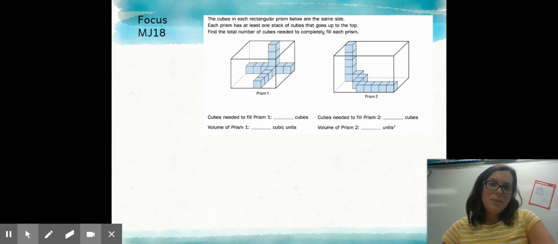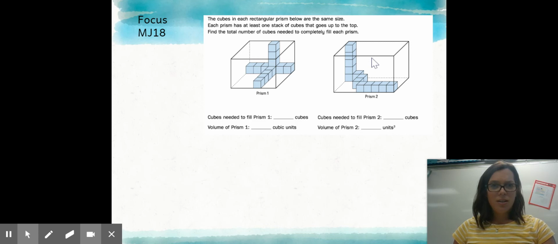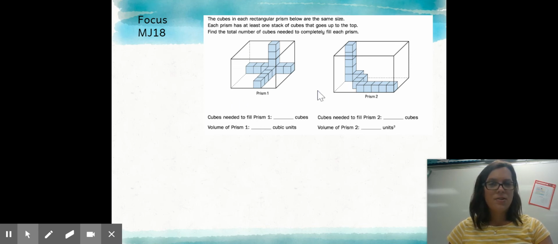So you might be saying, well, Miss Williams, I thought today we were counting cubes to figure out our volume, and I know that not all the cubes are in these prisms, so how am I supposed to count all these if there are some missing? So what could we do to help us figure out the volume of each of these prisms? Is there something that I can use to help me figure it out?